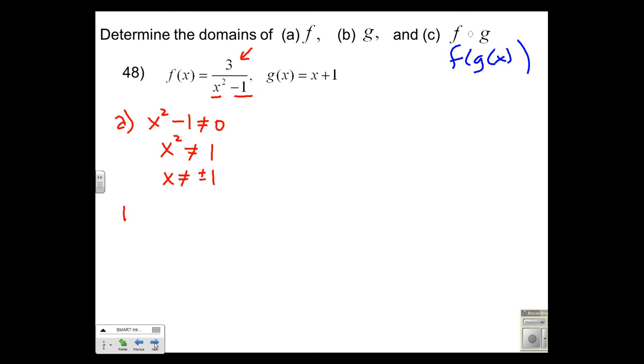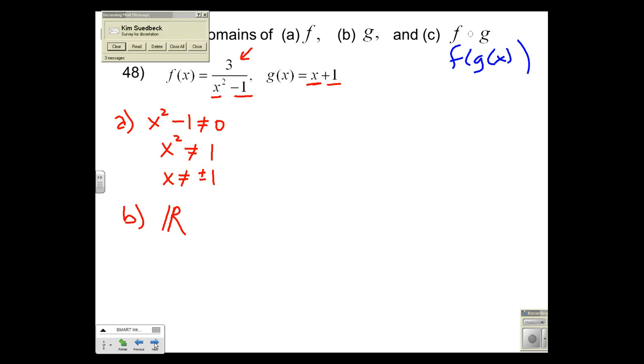Let's go B. G of x. We can see it's g of x. So x plus 1. I can take any number I want and add 1 to it. So it is all reals. There's a good abbreviation for all reals, kind of like the paragraph symbol. All reals, though. F of g.